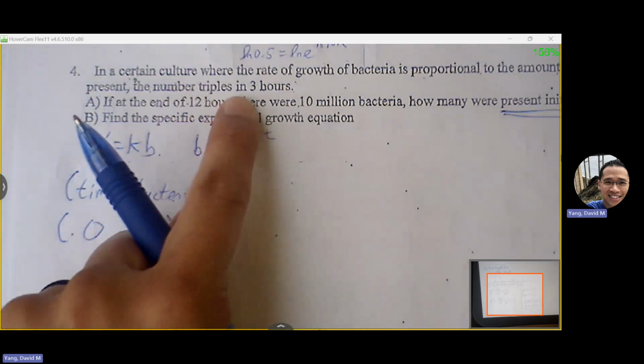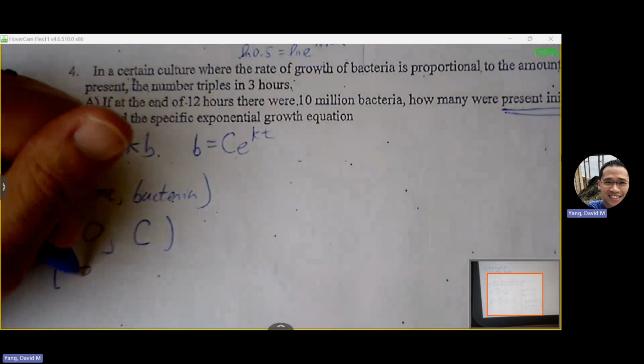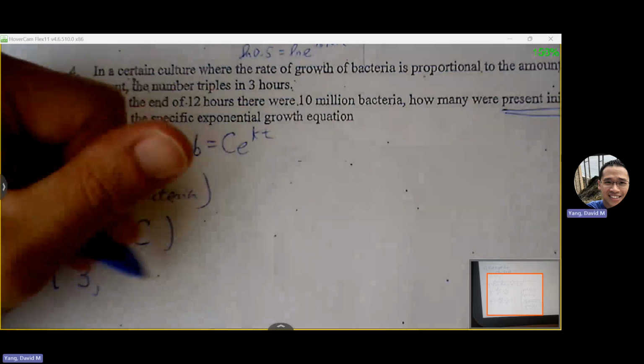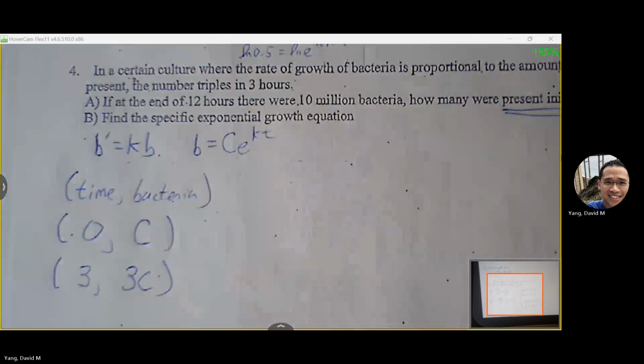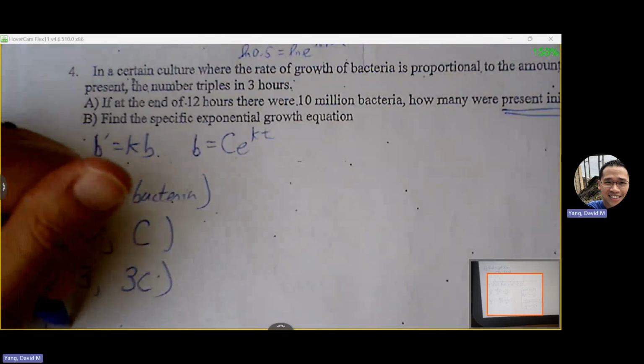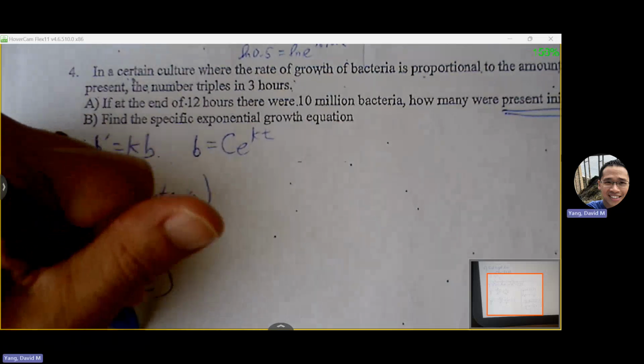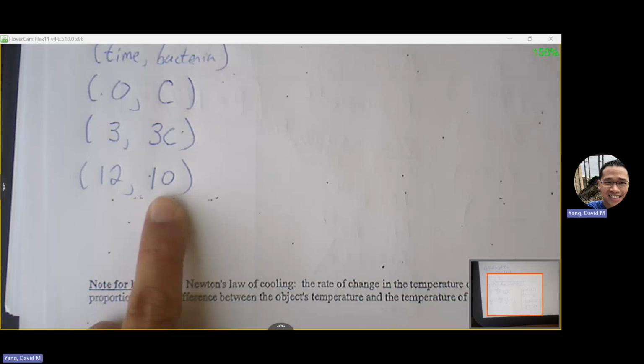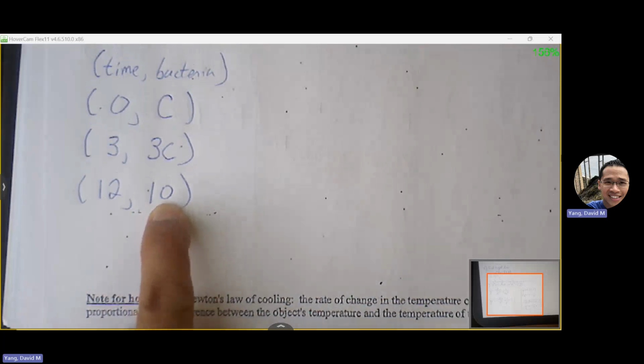The number is going to triple in 3 hours. So I know that 3 hours later, what's going to happen to this C? 3C, okay. And then 12 hours later, there's going to be 10 million. So I'm going to put 10. And I just remind myself that at the end, whatever answer I get, I'll multiply that by a million. Okay, that way I don't enter in such large numbers in the calculator until the end.